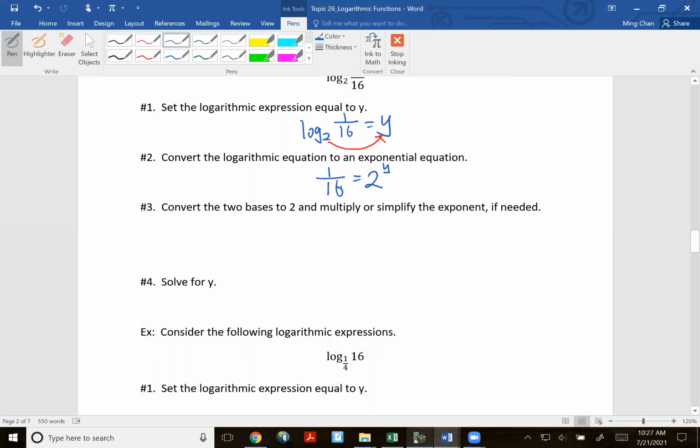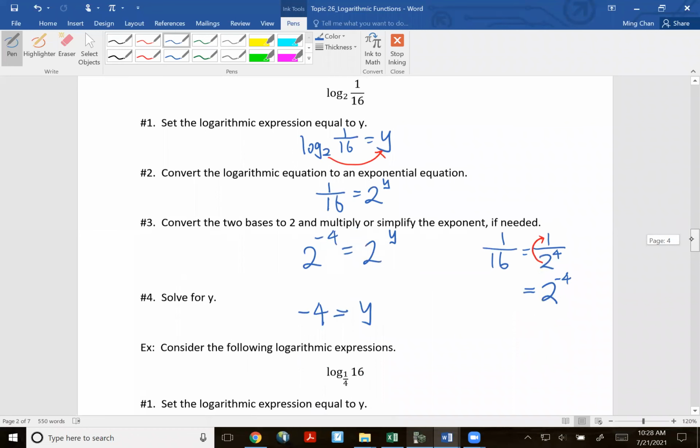All right, I want to convert the two bases into a base 2. So 1/16. 16 is 2 to the 4th power. I want to convert into a base 2, so that means this base needs to move over to the other side of the fraction. Since my exponent was positive, when I move it back to the top, it will be negative. So this is actually 2 to the -4 power equal to 2 to the y power. Therefore, y is actually equal to -4.